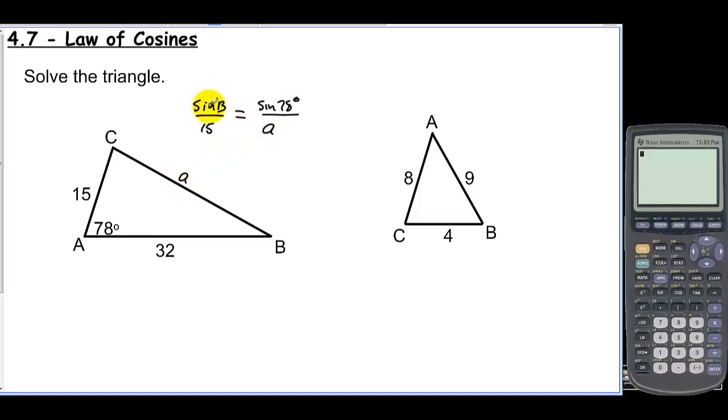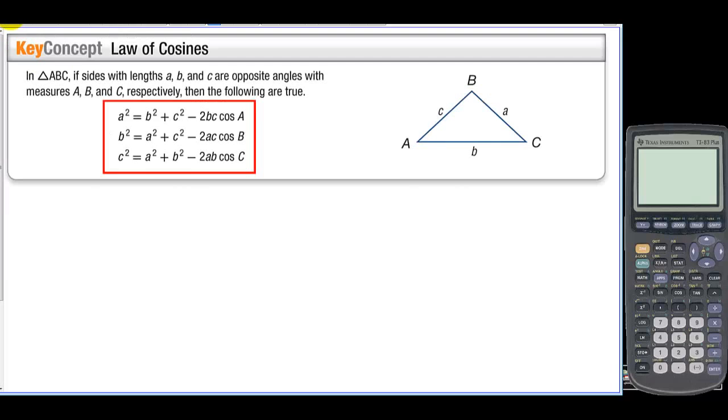The problem with this is there's two variables left, so we're not going to be able to use the law of sines to solve this. On this triangle we have side, side, side, and we run into the same problem. We could have sine of angle A over 4 is equal to sine of angle C over 9. We still have two variables. We're going to need something other than law of sines to solve these. That's where law of cosines comes in.